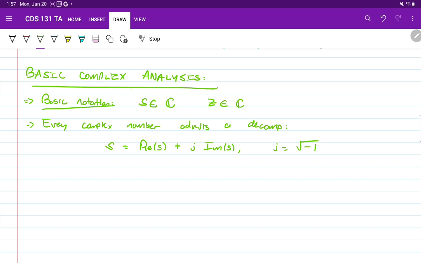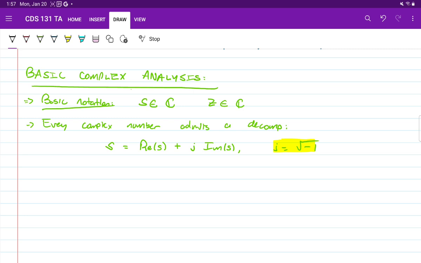Okay? So note that here I'm going to stick with using the letter j instead of the letter i for the square root of minus 1. This is a convention that mainly comes from electrical engineering, where i is commonly used for current. So I'll just use j here. Okay? Feel free to use i if you feel more comfortable doing that.